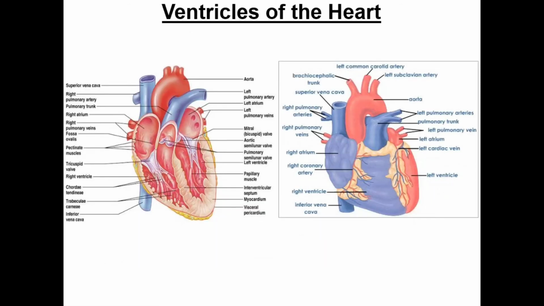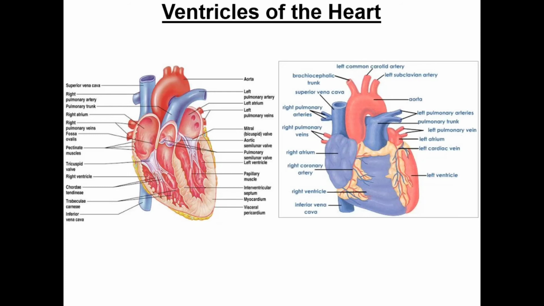The ventricles of the heart. Ventricles are the discharging chambers of the heart. The papillary muscles and trabeculae carneae mark the ventricular wall. You can see here, these are the papillary muscles. These are the trabeculae carneae. So they mark the ventricle walls.